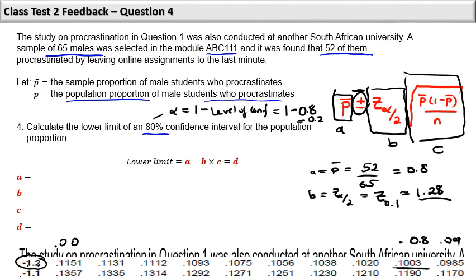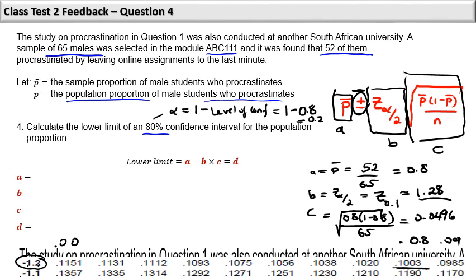So now we come to C. What is C? We've said that C is our estimate for the standard error. So how do we go about it? We go by saying, what's my P bar? 0.8. 1 minus 0.8. And how many people am I looking at? 65 people. And that value, ladies and gentlemen, is 0.0496. So now we can come and answer our question.